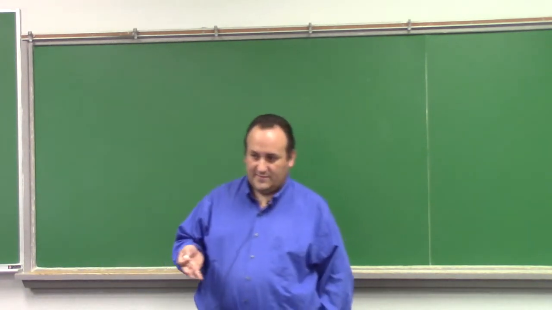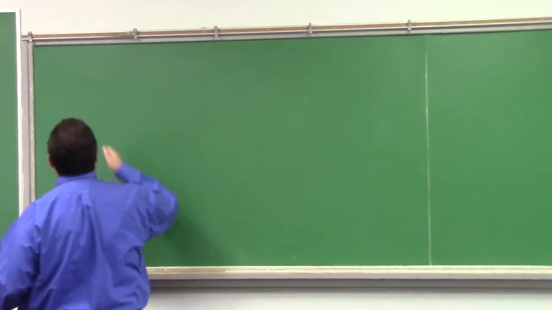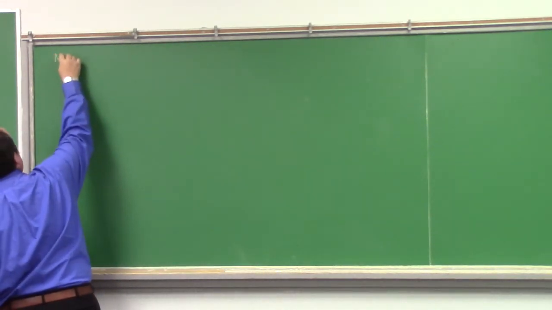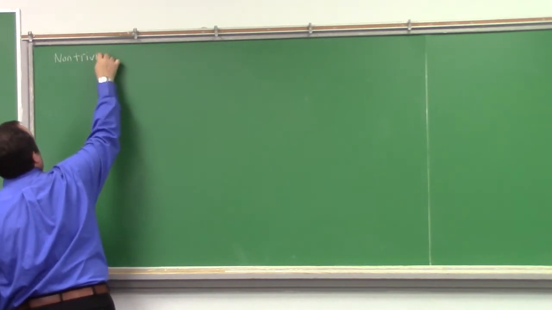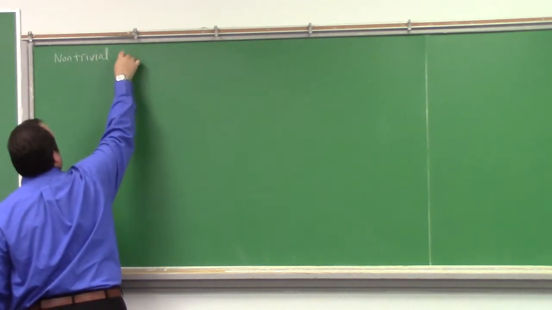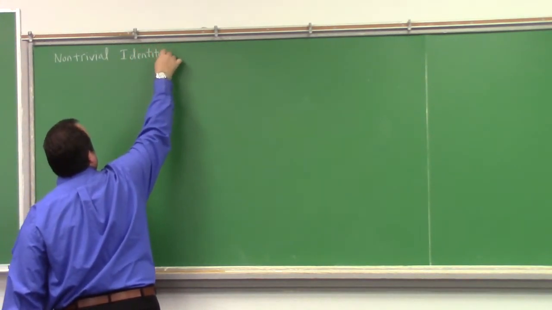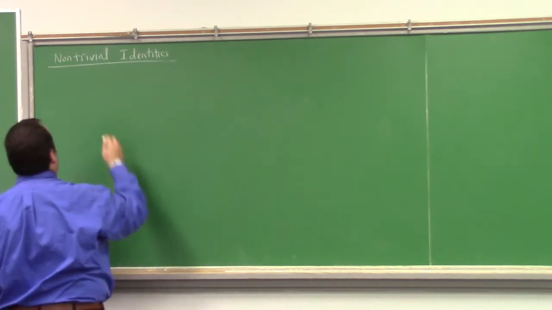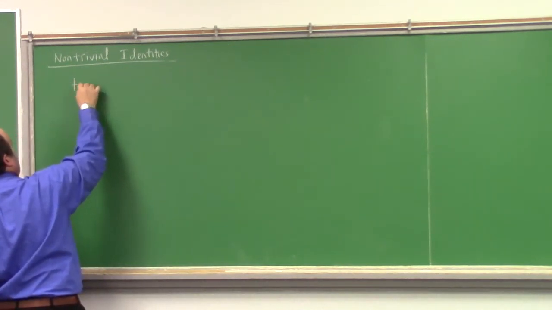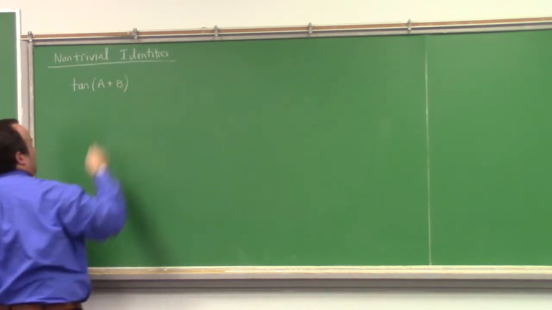non-trivial trig identities, right? Before your last couple classes, we had covered what I would call the trivial trig identities. These are non-trivial identities that we're discovering as we go on here. So I'm going to start out with the tangent one. Tangent of a plus b. What's the identity for tangent of a plus b?